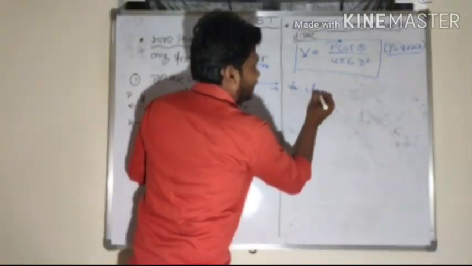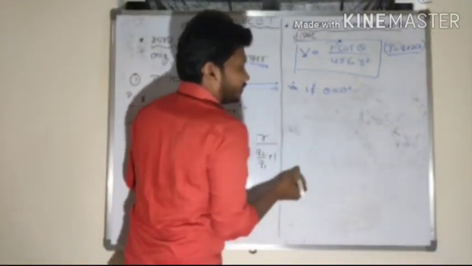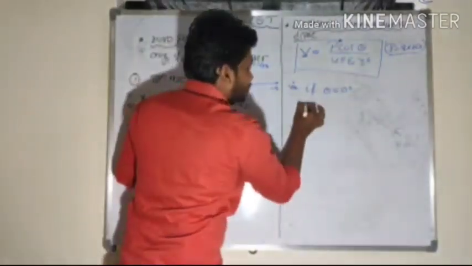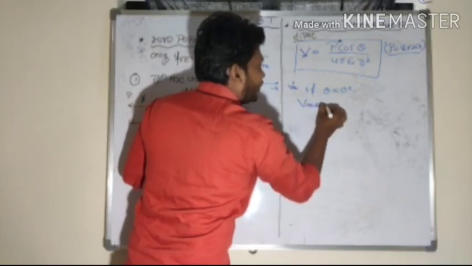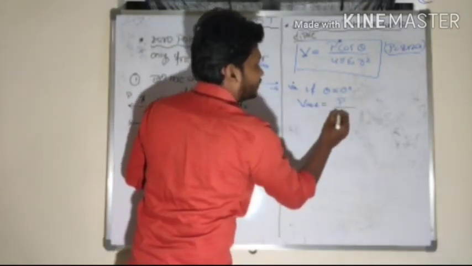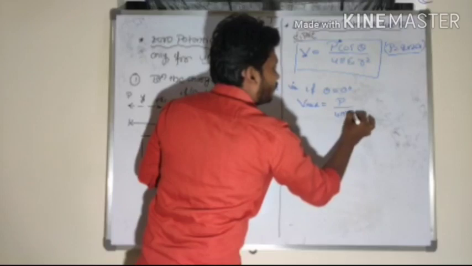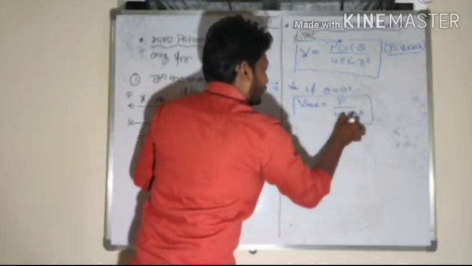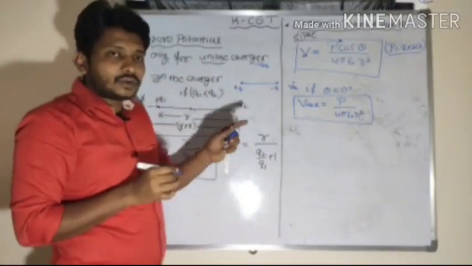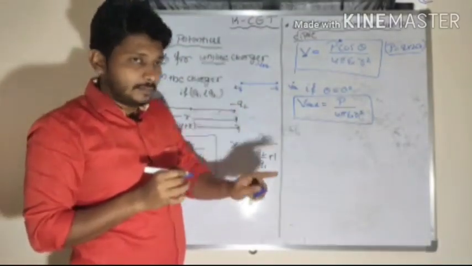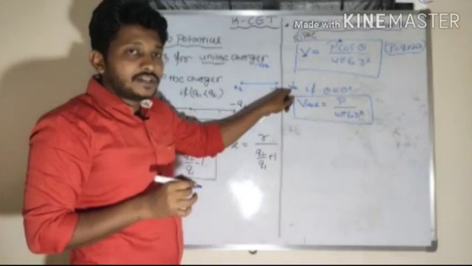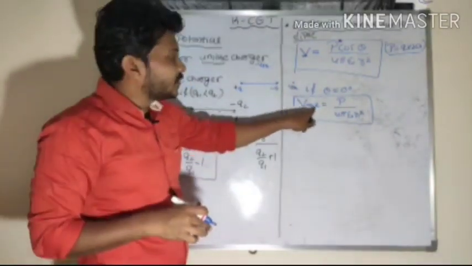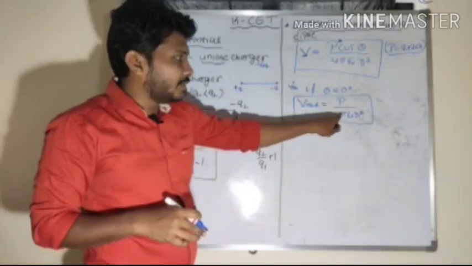Axial line means theta value is what? So theta value is 0. If theta is equal to 0, cos 0 means what? 1. So potential at axial point P is V axial equal to P divided by 4 pi epsilon naught r square. So what is the formula for the electrostatic potential due to a dipole when the point of observation is on the axial line? V axial is equal to P divided by 4 pi epsilon naught r square.